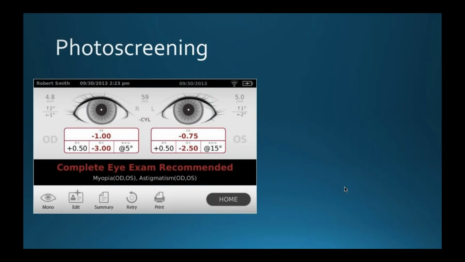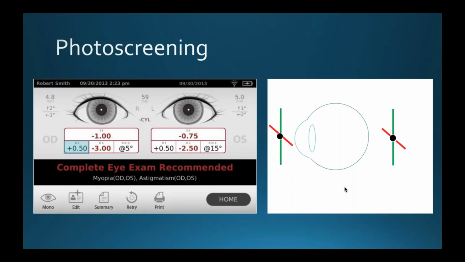And so when we look at a photo screener, we get this readout. It does not give us a vision, but it does give us this readout of several different things. So let's look at the numbers that it does give us. The first number right here is the spherical aberration of the eye. What that means is on the picture to your right, I have a red line and a green line in front of the eye, or to the left of the eye. And this indicates light coming in horizontally and vertically.